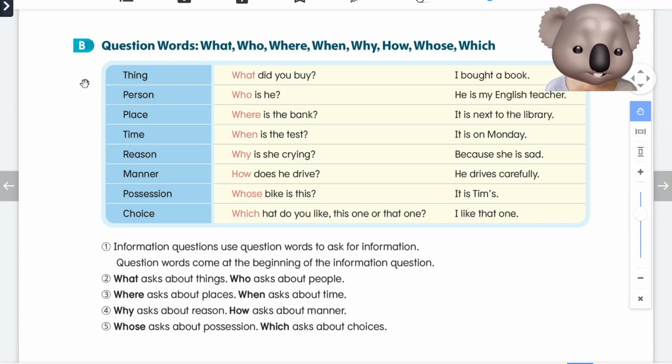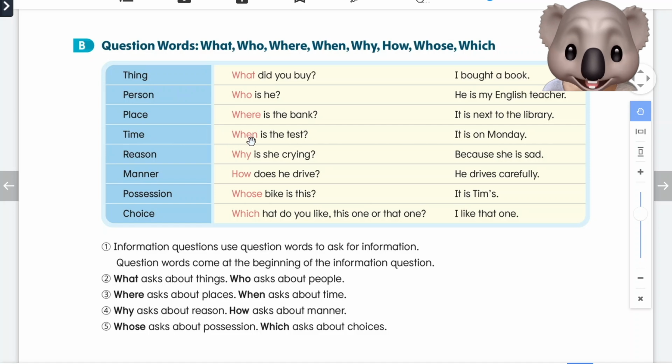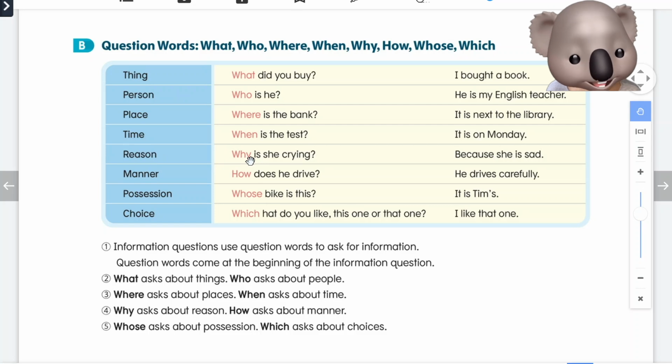For information questions, when we want to know about something or a thing, we use what, 무엇. When we want to know about a person, we say who, 누구. A place, where, 어디, time, when, 언제, a reason, 이유. We use why, 왜, manner, 어느 식으로 하는지, how, 어떻게, possession, 누구 건지, whose, 누구 거, choice, 선택, which, 어느.